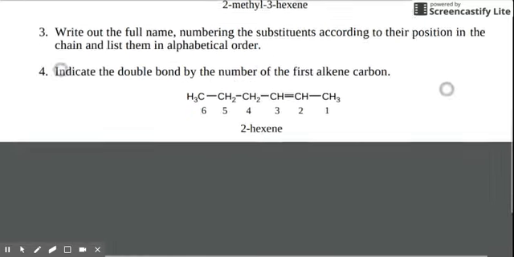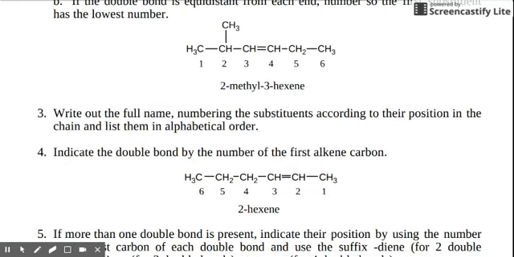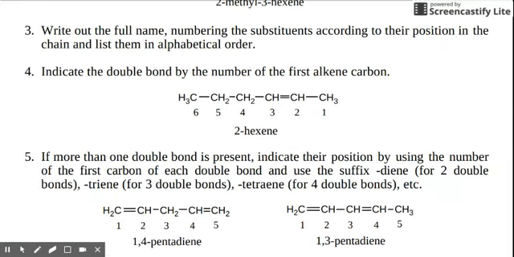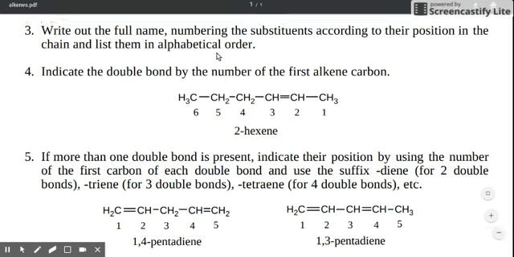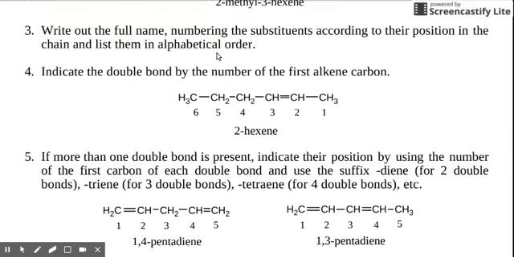Let's now go to number 3. Write out the full name, numbering the substituents according to their position in the chain, and list them in alphabetical order. Now, this is the same with our alkanes. We have to mention the number where the branch is located, and we just have to order them alphabetically. And number 4, indicate the double bond by the number of the first alkene carbon.